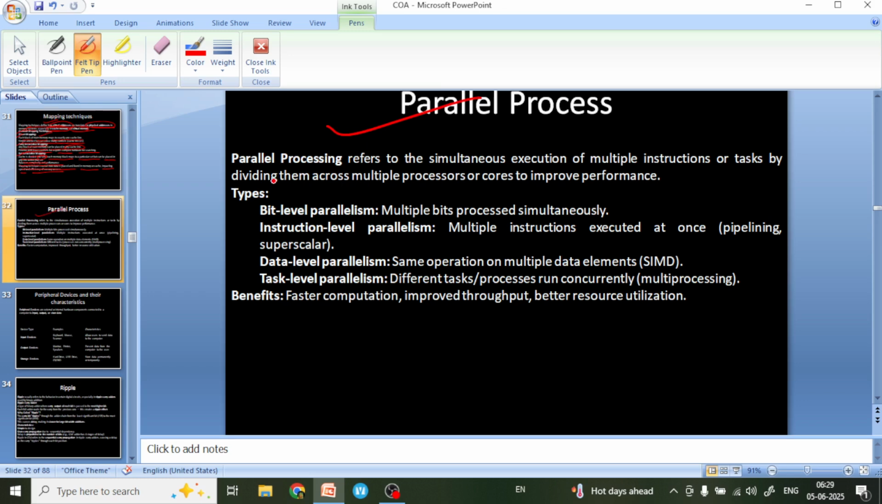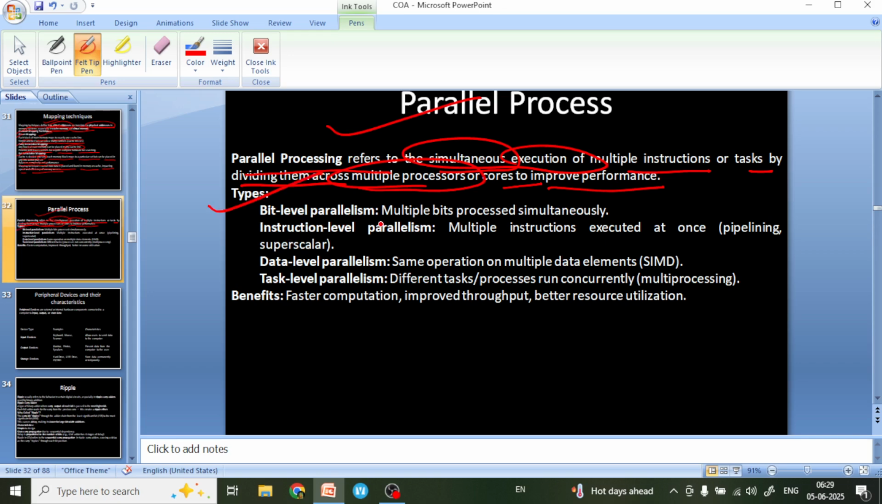Now next is parallel processing. Parallel processing refers to the simultaneous execution of multiple instructions or tasks by dividing them across multiple processors or cores to improve performance. What are the types used for parallel processing?